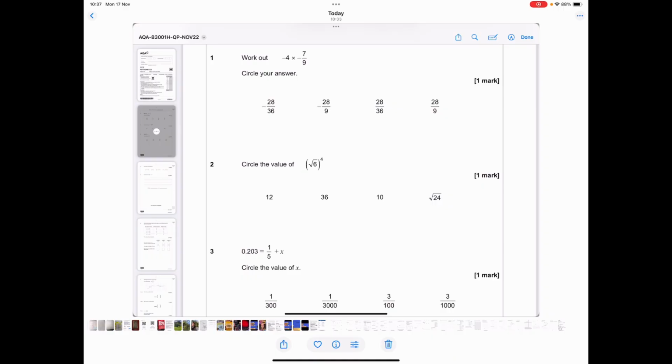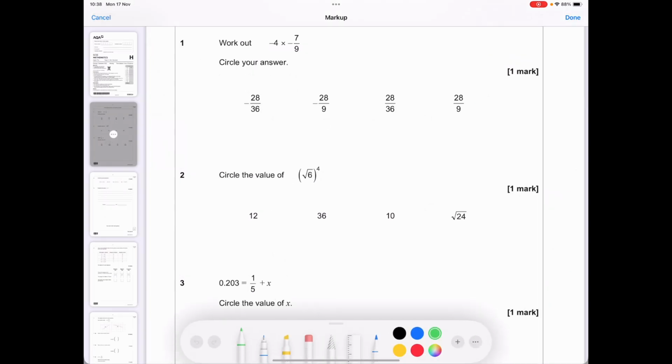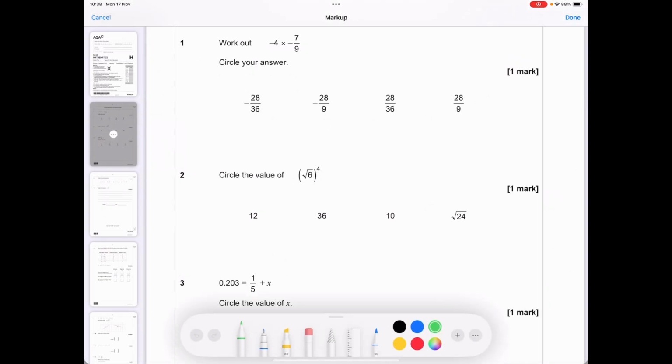Hello, so today we are going to do an AQA paper from November 22. We're going to start off with this. We're going to work out what minus 4 times minus 7 over 9 is. So you just do the top on this. It would be minus 4 times minus 7, and minus 4 times minus 7 is 28. Then 9 stays the same, so we circle that.